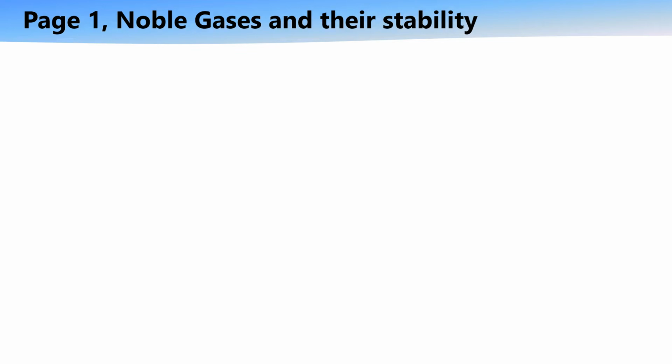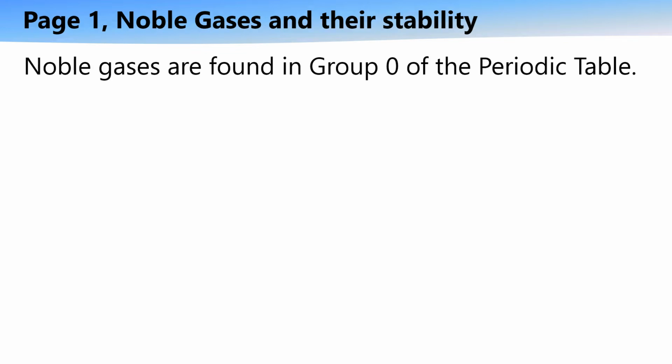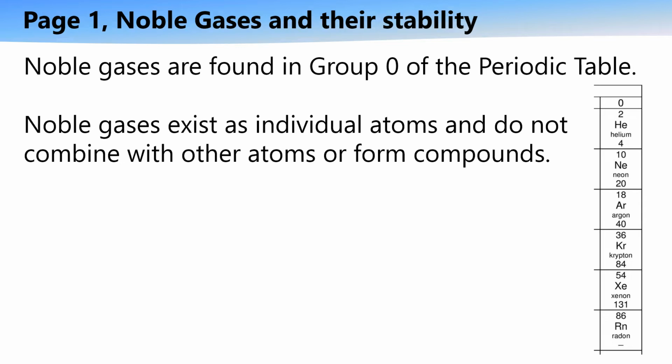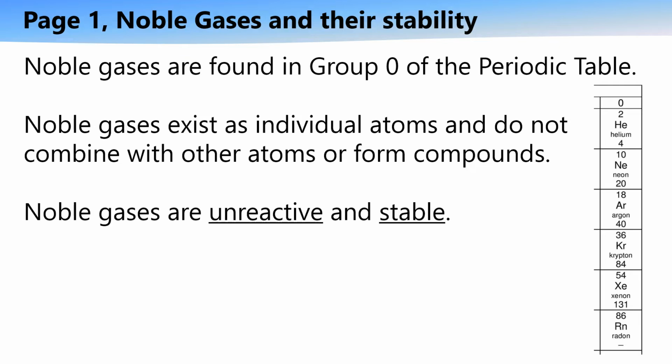Next, we shall discuss the noble gases and their stability. Noble gases are found in group 0 of the periodic table. That is the rightmost part of the periodic table. As you can see here, we have helium, neon, argon, krypton, xenon, and radon. Noble gases exist as individual atoms and do not combine with other atoms or form compounds. This is because noble gases are unreactive and stable.